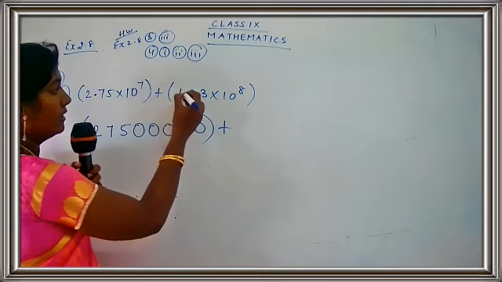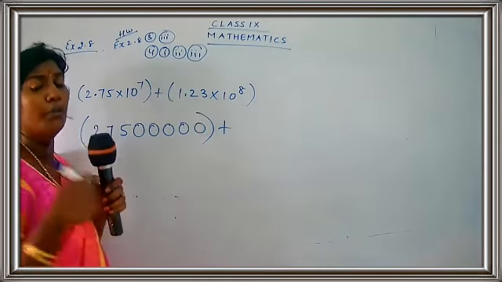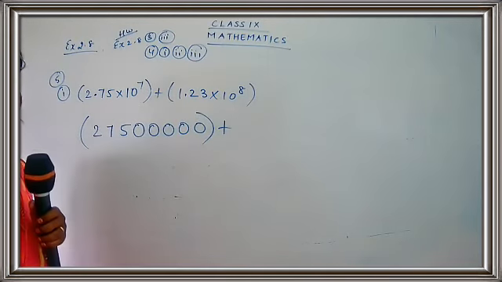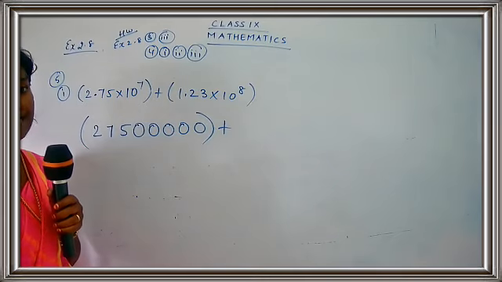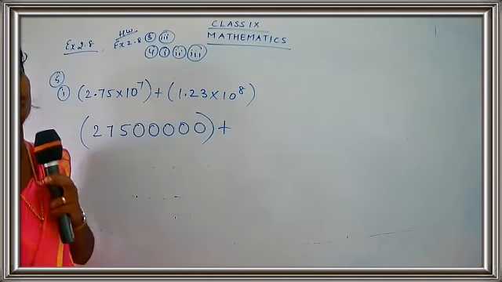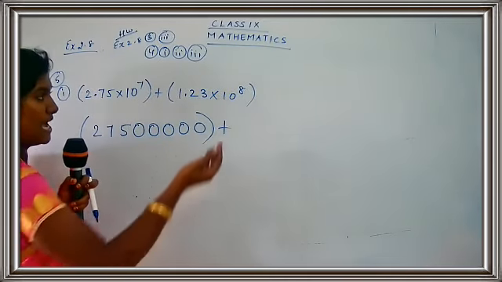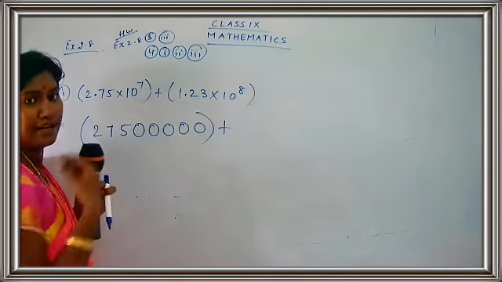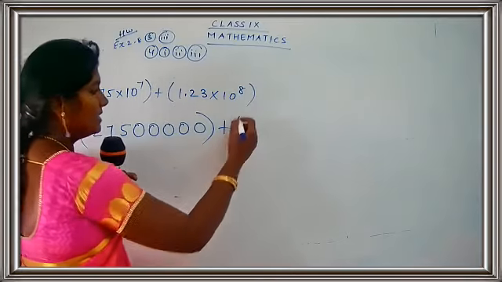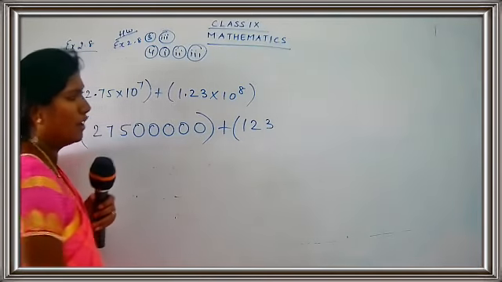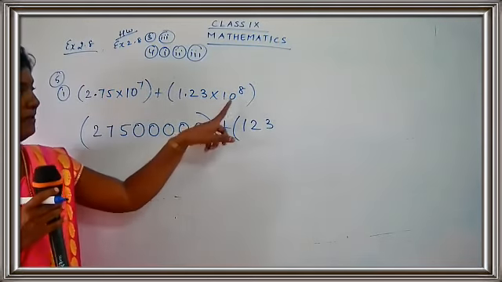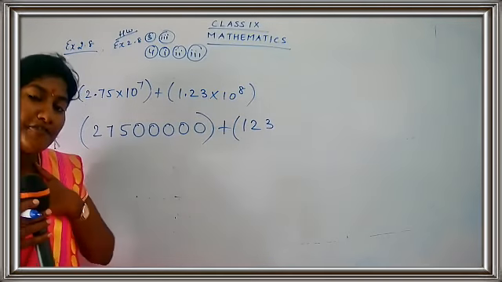Okay, again here, it's 1.23. So how many numbers are there after the decimal point? 2 numbers are there after the decimal point. I want to remove the decimal point. So how many zeros do I need? 2 zeros. Yeah, so I'm going to take 2 zeros from 10 raised to 8. So I get here 1, 2, 3. 123.